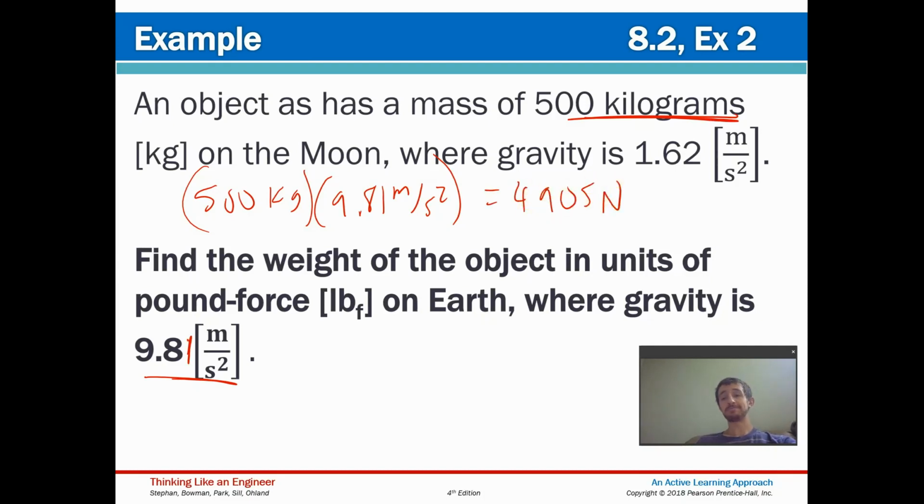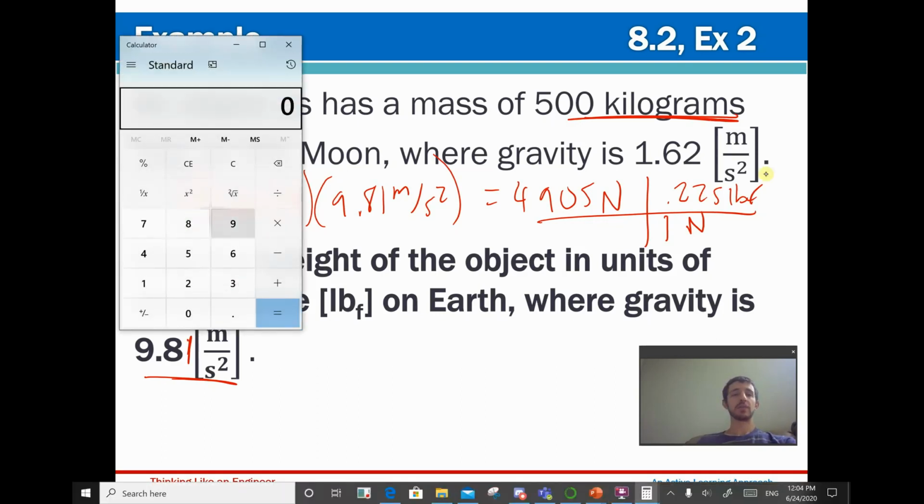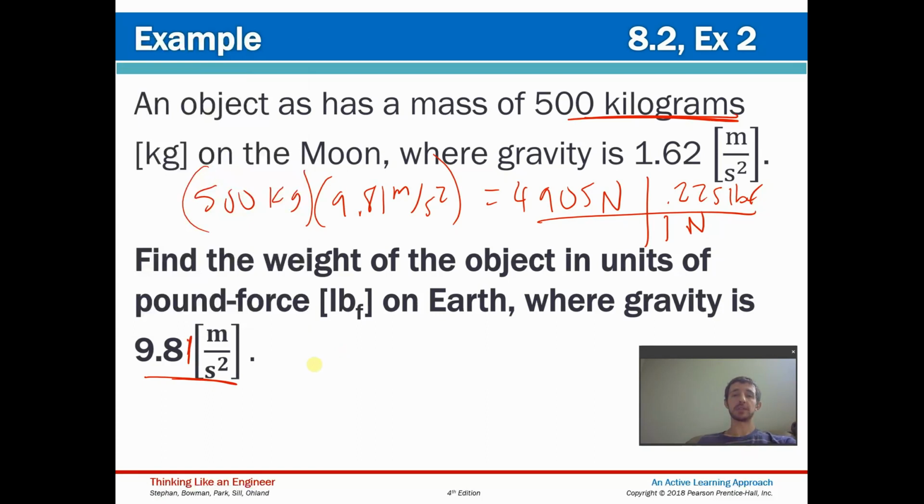4,905 newtons. And then we can convert that to pound force because we know that 1 newton is 0.225 pound force. That's from the front cover of your book. Anytime I have a conversion, I'm always taking the ones from the front cover of your book. So we'll convert this to pound force. 4,905 times 0.225. It's about 1104-ish pounds. 1104 pound force. And that should hopefully be the right answer.